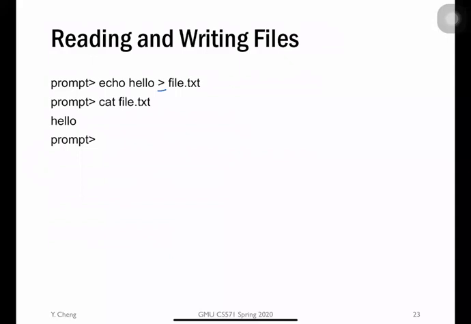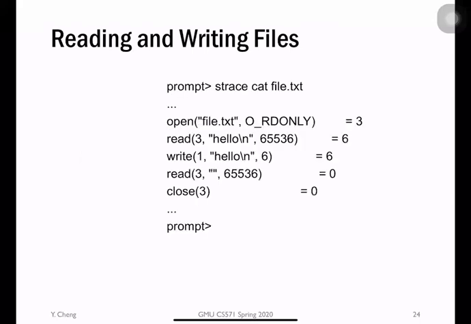The prompt then asks you to type another command. In this case, you type cat, which simply displays the content stored within this file. As a result, it displays the data that you just echoed in, which is the hello string. All right, so this slide shows what is exactly happening under the hood.